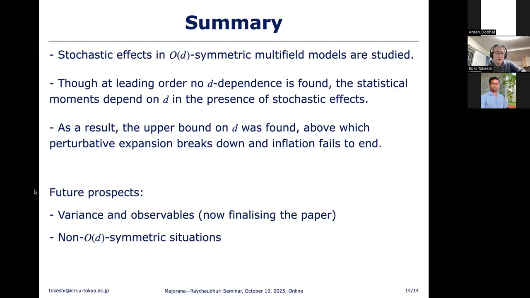And several future prospects that I have in mind: the first one is that we are now calculating the variance, although in this talk I focused on the mean number of e-folds, because together with the variance and the mean number of e-folds, we can calculate the observables like the power spectrum of curvature perturbation as well as its spectral index. So we can see the multiple field effects in those observables. And we are now finalizing the paper. And another interesting direction might be to loosen the symmetry condition. I mean, to consider non-O(D) symmetric situations. And in that case, we are expecting that the qualitative consequence remains the same, but it might be interesting to study the effect of the small symmetry breaking on the number of e-folds, such as a small hierarchy between masses of the inflaton fields.